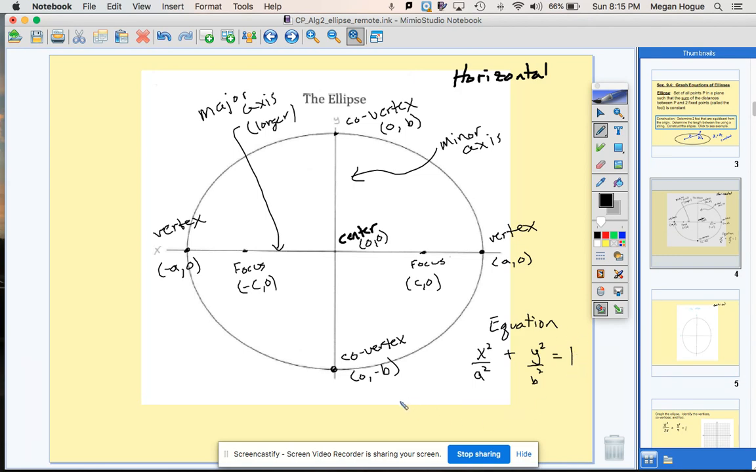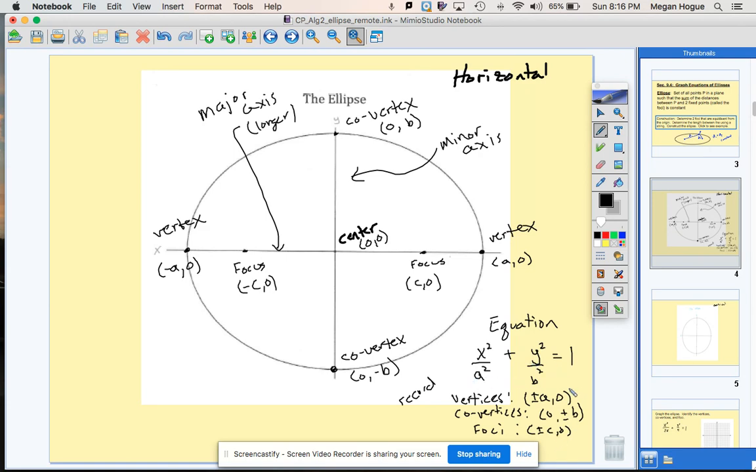So the things that we are going to record, or we're going to write down, well, that's not how you spell record, is we're going to write down the vertices, and you can just put V, you'll see me do that. And so the shorthand way to do that would be plus or minus A, 0. The co-vertices, and you can put CV, that's going to be these 2 points, 0, plus or minus B. And then the foci, and that's going to be these 2 points, so plus or minus C.